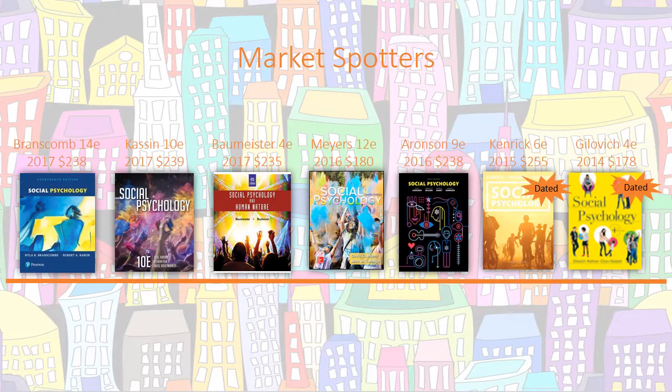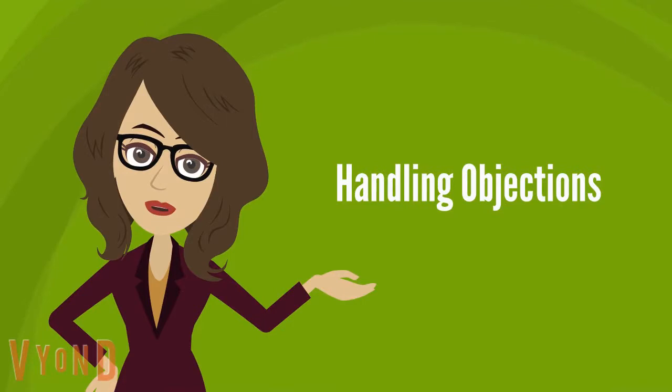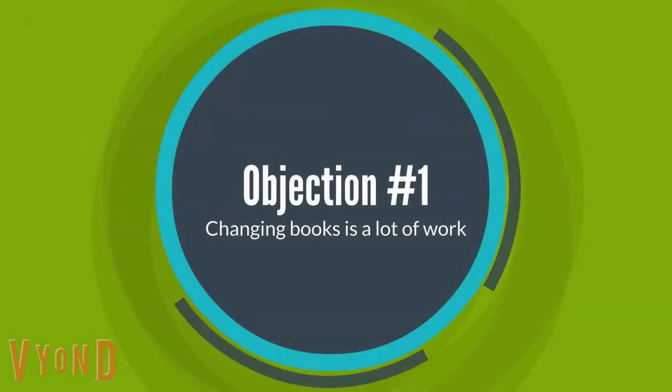More than half of the competitors in the market were revised. The social psychology market is a tough market to sell in, and objections come with the territory. In this section of the module, we'll focus on strategies you can use to handle common objections. Objection number 1, changing books is a lot of work.